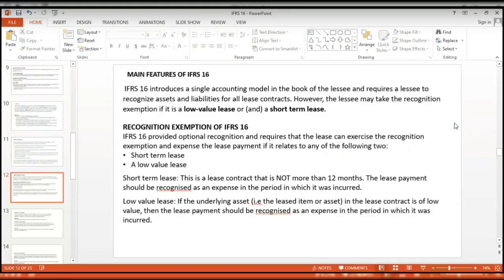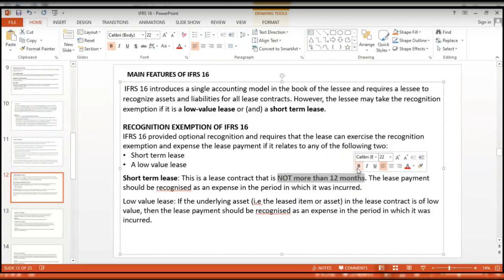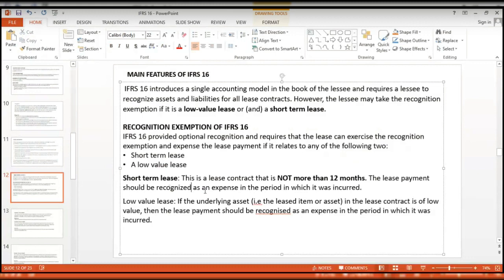So short-term lease, what is a short-term lease? We are trying to explain what short-term is here. This is a lease contract that is not more than 12 months. Not more than 12 months. That's short-term. The lease payment should be recognized as an expense in the period in which it is incurred. So you expense the payment if it is less than 1 year.